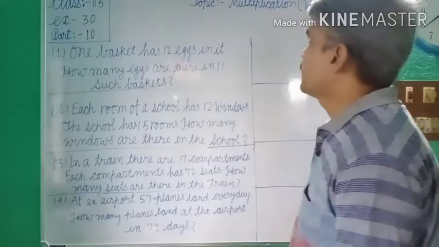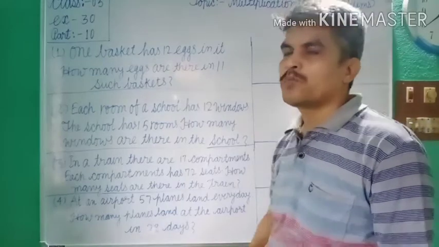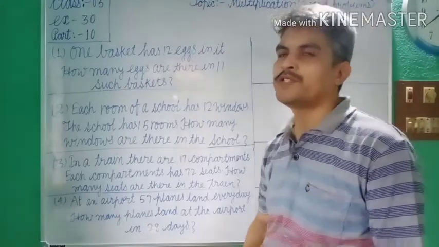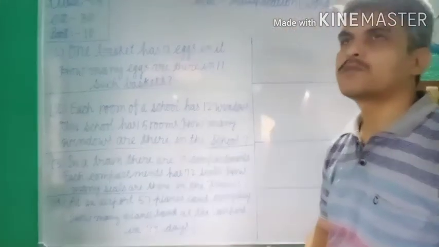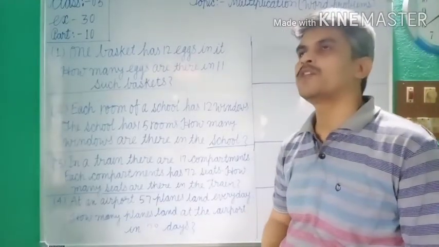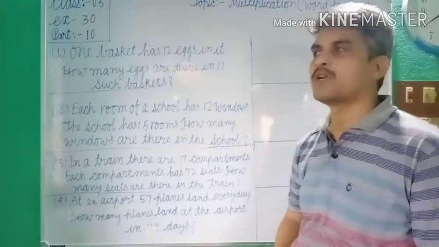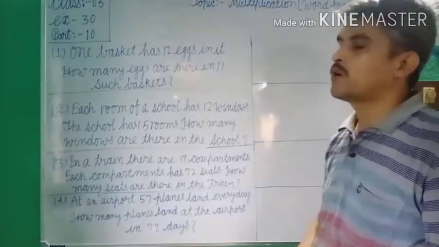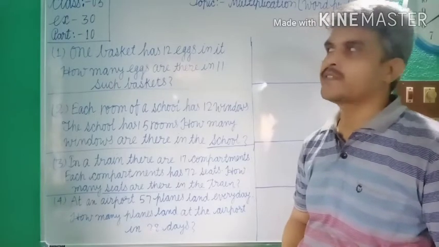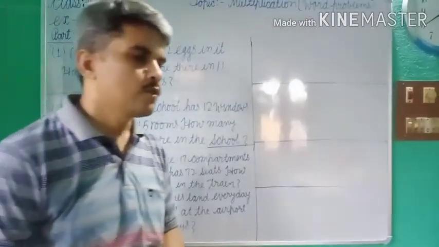Today I start multiplications. In multiplications, the last topic is related to word problems. Students, in the previous video I taught about multiplication of 2 digits without carrying and with carrying, and 3 digits with carrying, without carrying, and tens, hundreds and thousands multiply. But today I discuss word problems related to multiplications for class 3, exercise 30 part 10. I have taken some problems from your books.